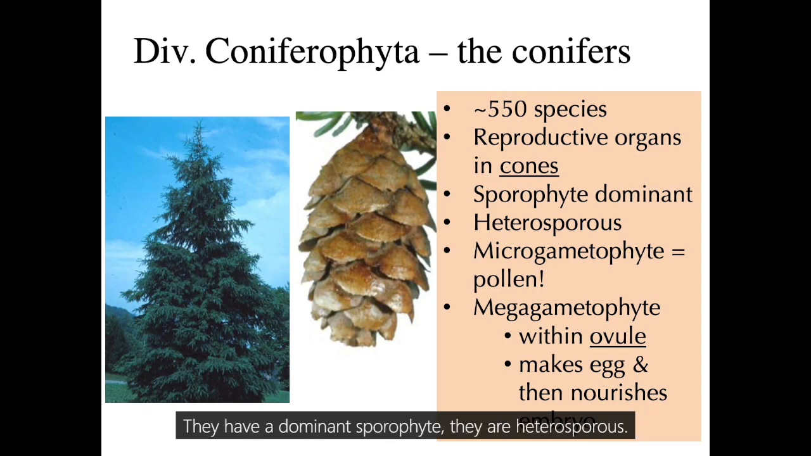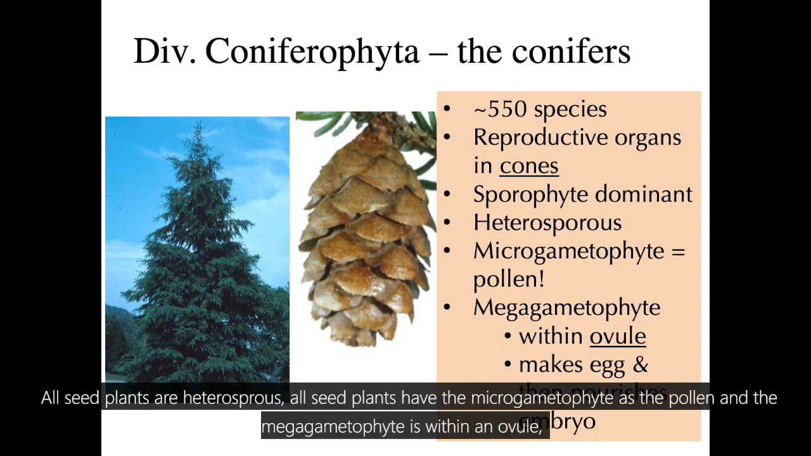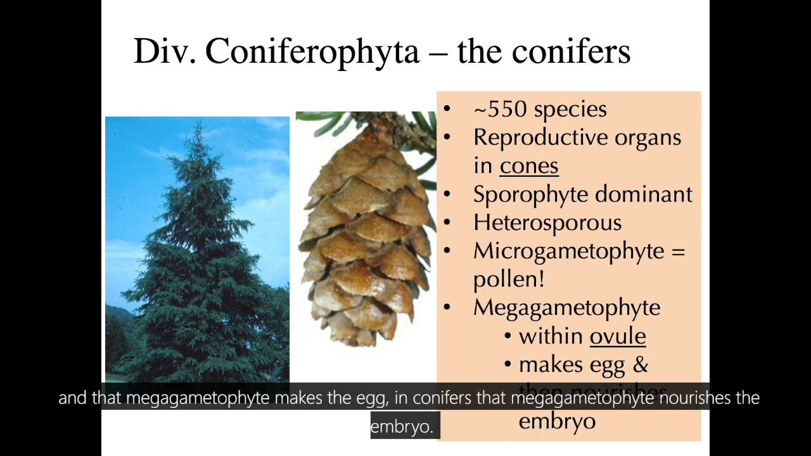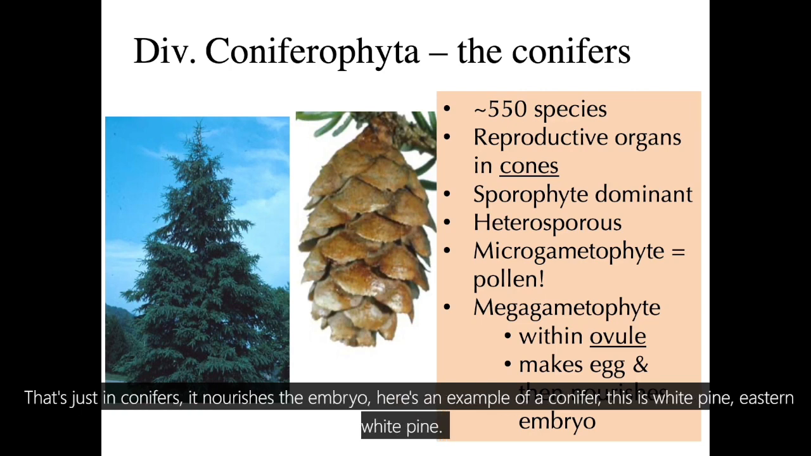They have a dominant sporophyte. They are heterosporous. All seed plants have a dominant sporophyte. All seed plants are heterosporous. All seed plants have the microgametophyte as the pollen. And the megagametophyte is within an ovule, and that megagametophyte makes the egg. In conifers, that megagametophyte nourishes the embryo. That's just in conifers. It nourishes the embryo.